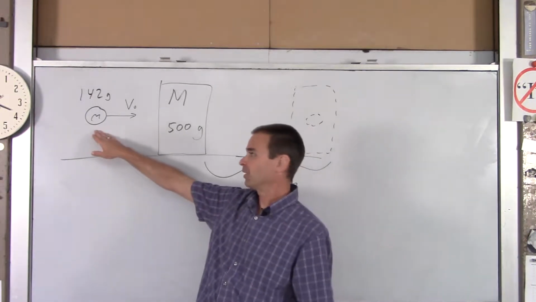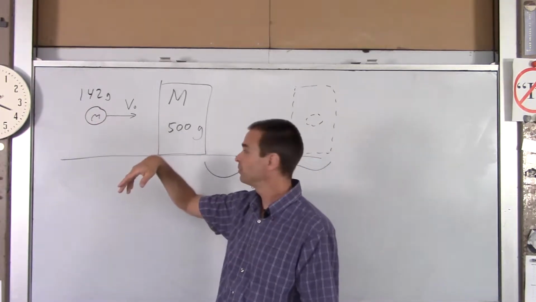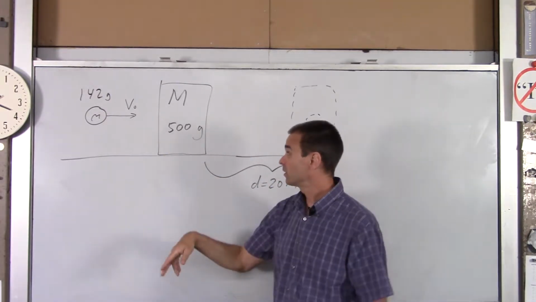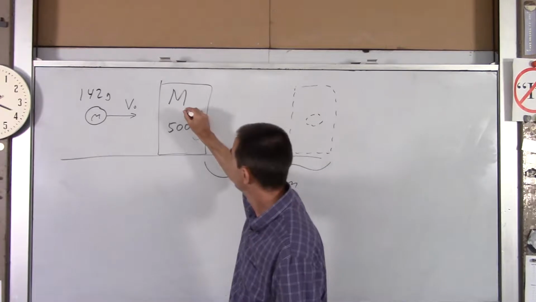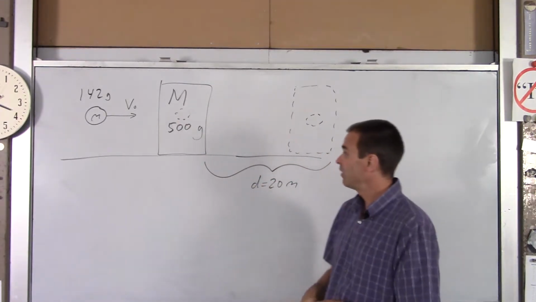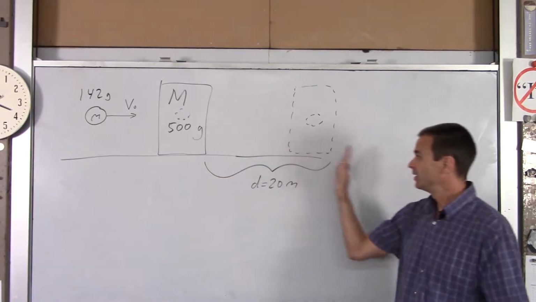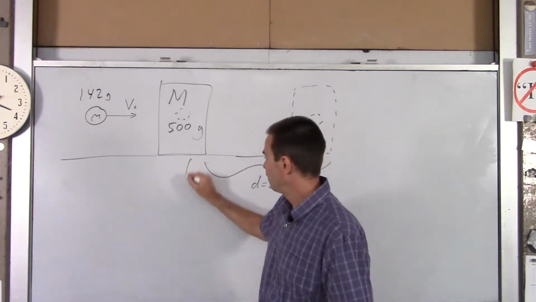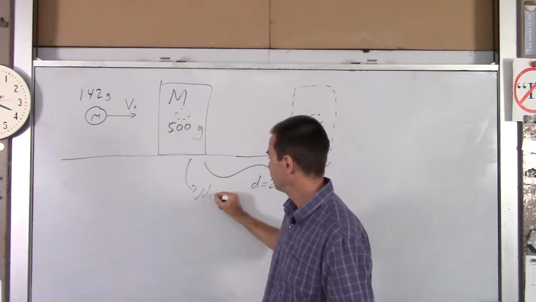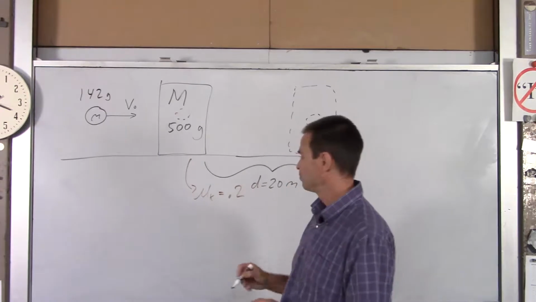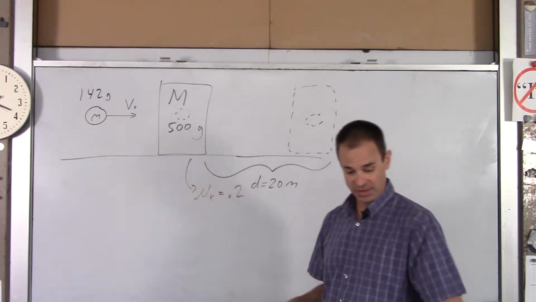We'll call the baseball little m, about 142 grams, moving at some velocity v naught that we don't know. It's going to collide and stick to a 500 gram box. And then they're going to slide a distance of 20 meters. We're going to say the coefficient of kinetic friction between the box and the ground is 0.2, and we're going to be using that number.